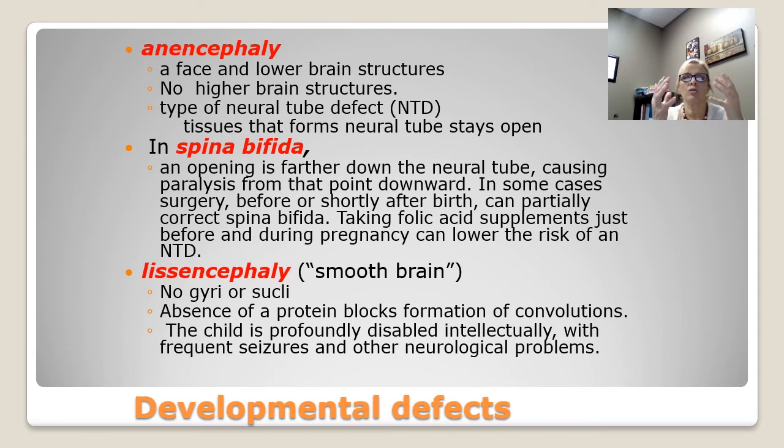Okay. Another disorder gives you a brain that is smooth. There's no gyri or sulci. Okay. And it's called lissencephaly. These convolutions or foldings increase surface area, so they increase the amount of brain basically that you have. They give us a cerebral cortex that is not smooth looking.